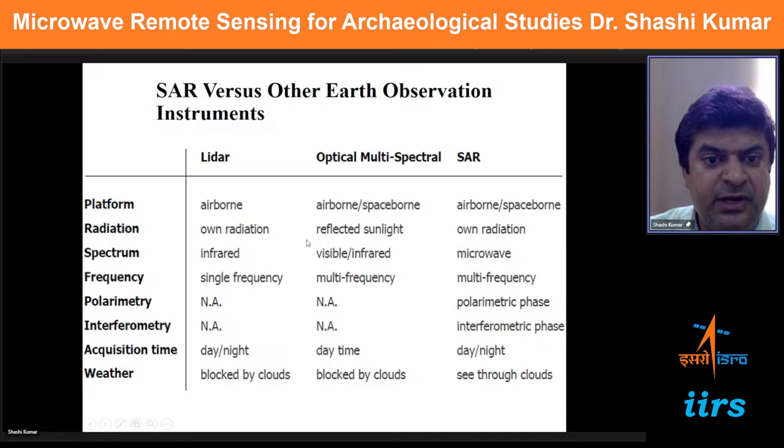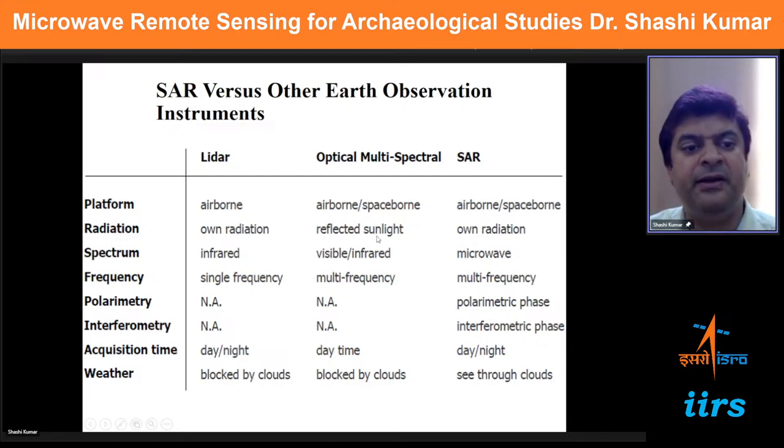Now, when we come to the radiation, LiDAR and SAR are both examples of active remote sensing techniques. They have their own radiation, so they are not dependent on sun illumination. So imaging and mapping can be done in both day and night, because they can generate their own electromagnetic wave. But the optical multispectral sensors are dependent on reflected sunlight, so these can be operated mainly in the daytime.